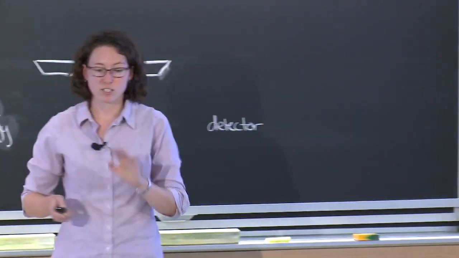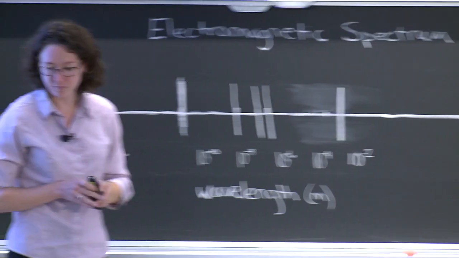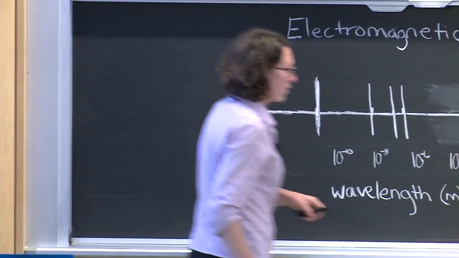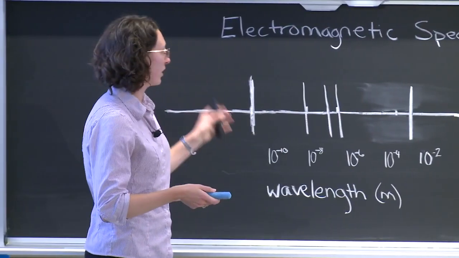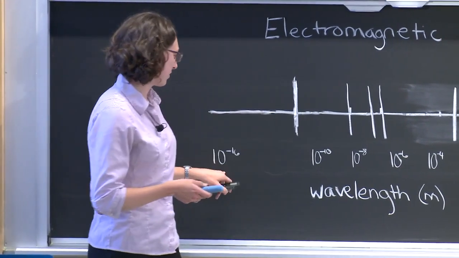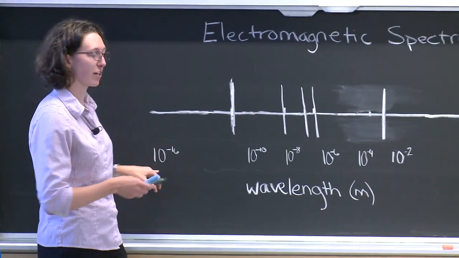So that's GC spectroscopy. And now we can talk a little bit about IR spectroscopy. And if we take a moment and think about our electromagnetic spectrum, we can think about the different types of energy that you have available in the electromagnetic spectrum. So if this is our wavelength in meters, what is our thing with the smallest wavelength, highest energy?